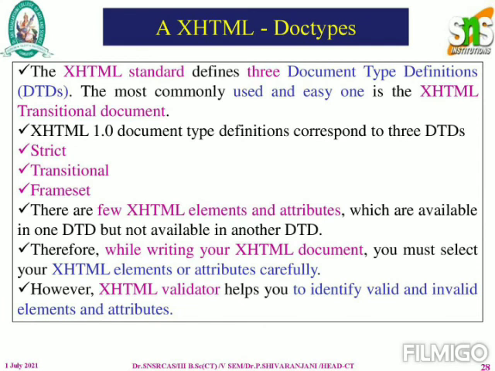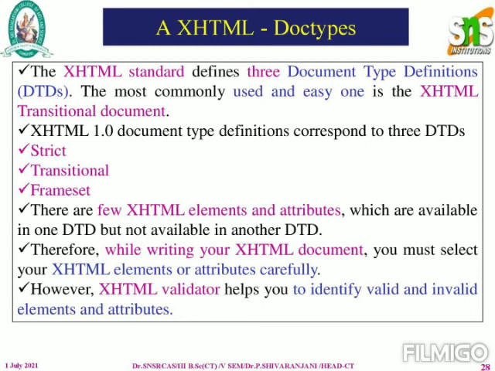So the next one is XHTML document types. The XHTML document types define three document type definitions, the most commonly used ones: strict, transitional, and frameset. There are a few XHTML elements and attributes which are available in one document type definition but not available in another. Therefore, while writing your XHTML document, you must select your XHTML elements and attributes very carefully. However, an XML validator will help you verify the valid and invalid elements and attributes.